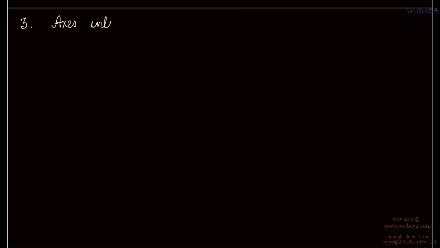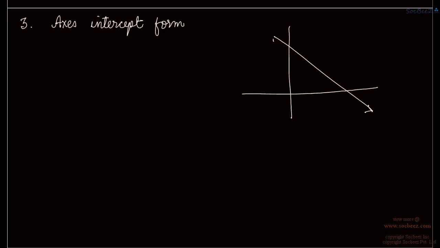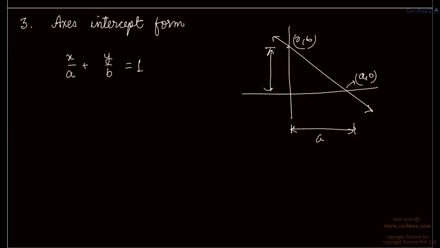Okay, axis intercept form. That is, it has axis intercepts a and b. This is a0 and this is 0b. Then its equation can be written in the form x by a plus y by b is equal to 1.